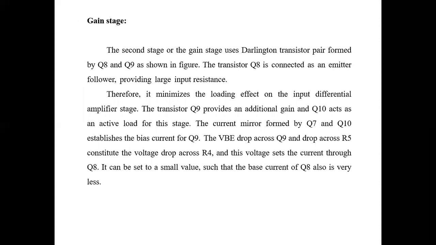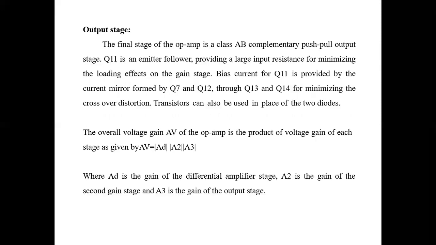Gain stage. The second stage or the gain stage uses a Darlington transistor pair formed by Q8 and Q9. It minimizes the loading effect of the input differential amplifier stage. The transistor Q9 provides an additional gain, and Q8, Q10 act as the active load for this stage.